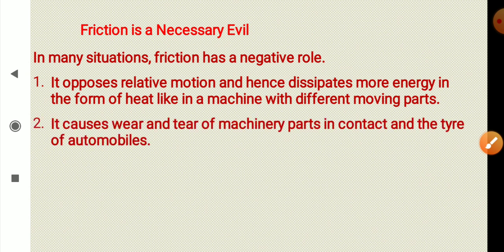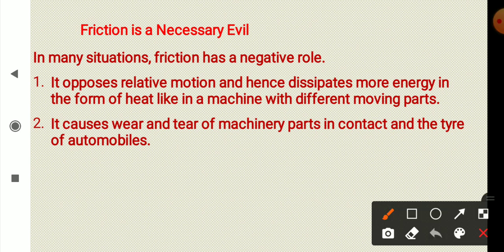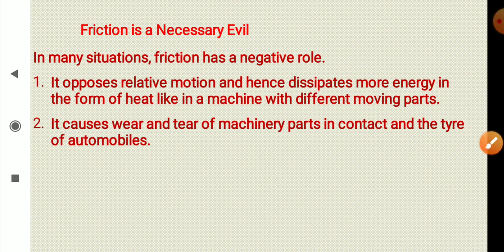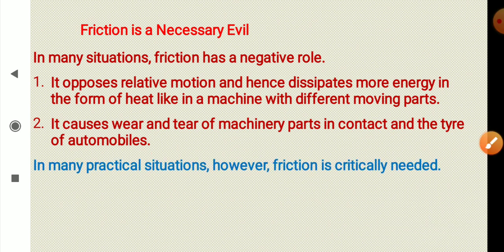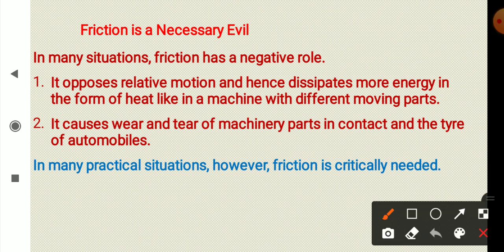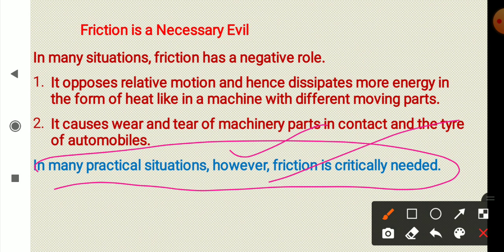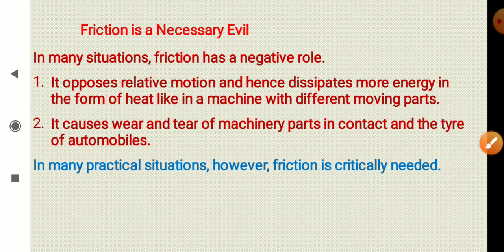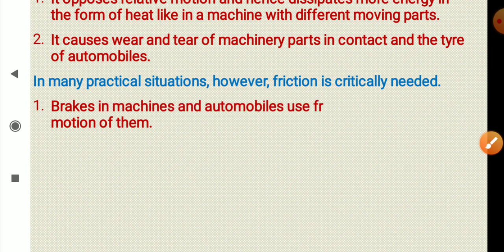So machines का wear and tear होता है यहाँ पर. It causes wear and tear of machinery parts, tires of automobiles. However, in many practical situations, friction is necessary. As I told you, बिना friction के आपकी कार जो है turn नहीं ले सकती, बिना friction के हम बोर्ड पर लिख नहीं सकते, बिना फ्रिक्शन के हम वॉक नहीं कर सकते.